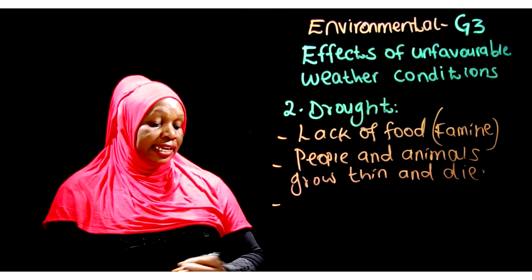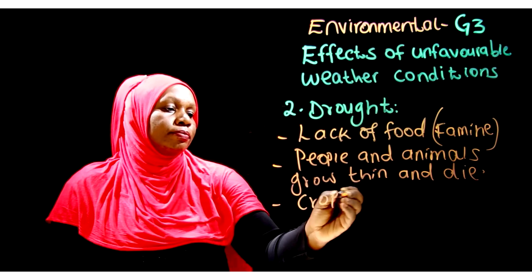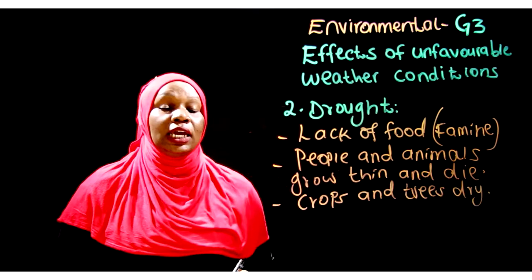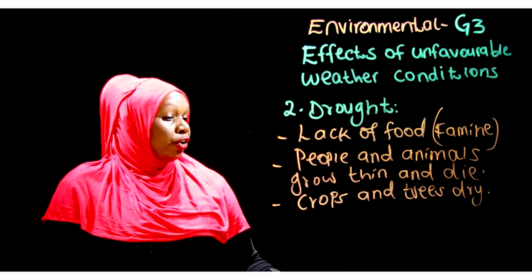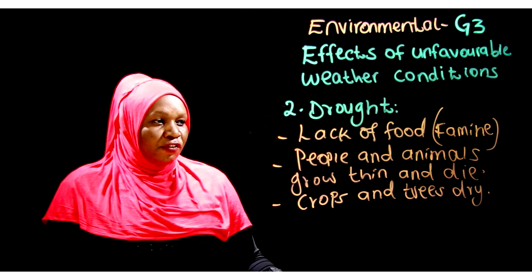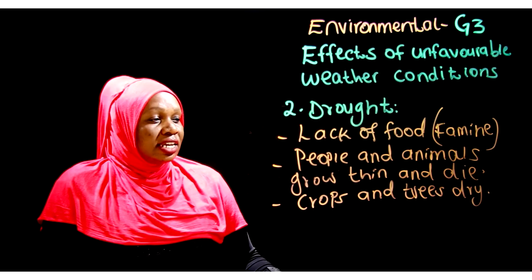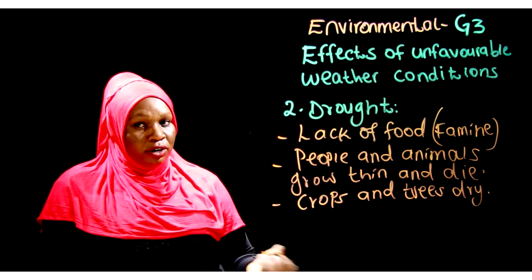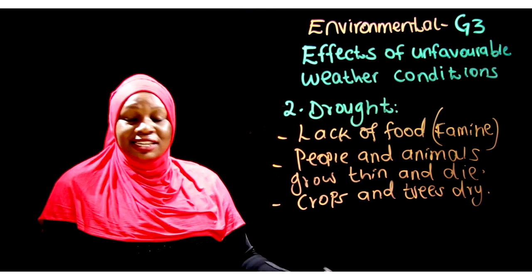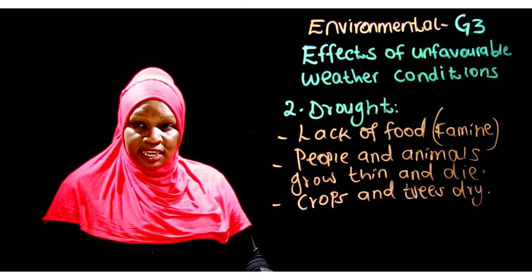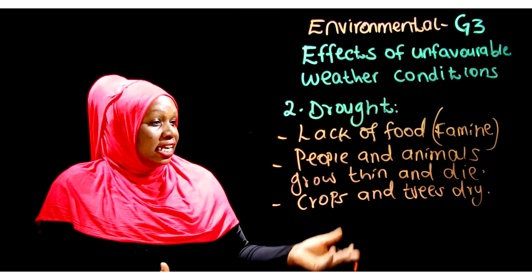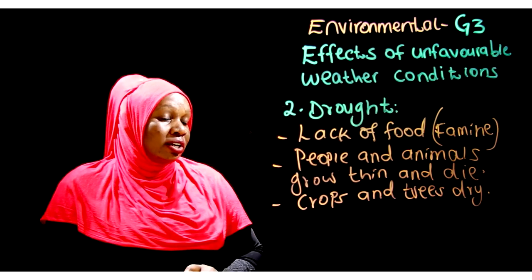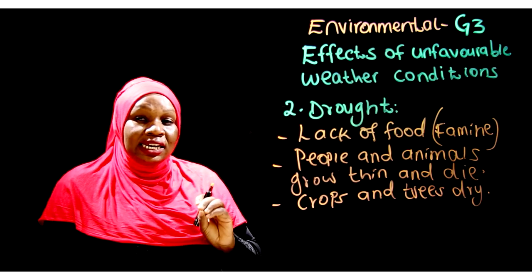So another one, what will happen again? Crops and trees dry. Why? Because there's no water. Remember, for the crops to grow well, they need water. For the trees to do well, they need water. So they will end up drying. And what happens when the crops dry? You don't have food. The animals will not have anything to eat. There's no grass. Remember, also the grass will totally dry. There are no sheds where we can sit and have a good time because the trees are really dried. When you look at the leaves of the plants at the place with the drought, you realize that the leaves are even brown. They're not even green as they're supposed to be.